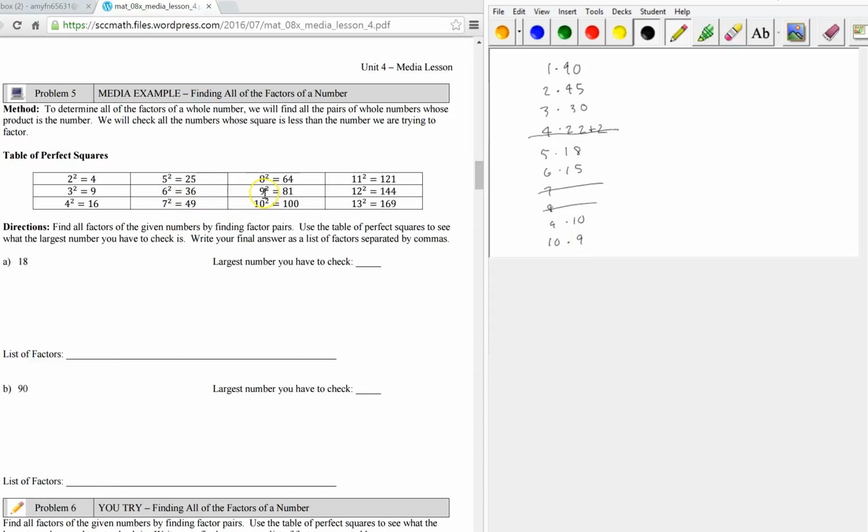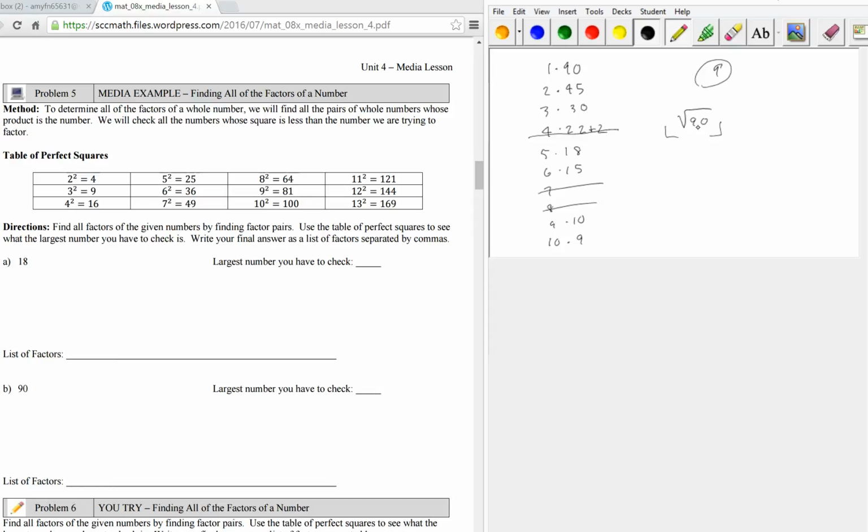The table of perfect squares gives them a benchmark, and we use this idea for primes. I think it's more useful for primes or checking whether a number is prime or composite. But you might want to set them up here. Notice 90 is between 81 and 100. So the largest number we have to check is 9. Since we haven't talked about square roots yet, you can basically think of this as: you need to check up to the square root of 90 and then take the floor. The square root of 90 is some irrational number. So this is a way of seeing that idea.